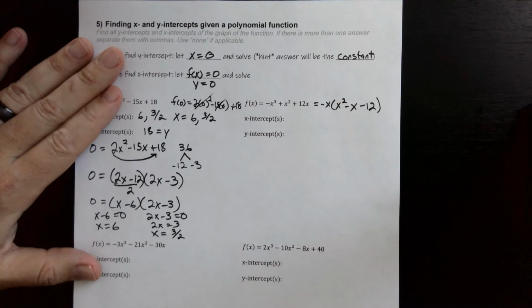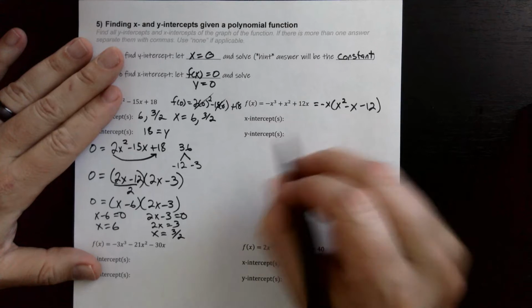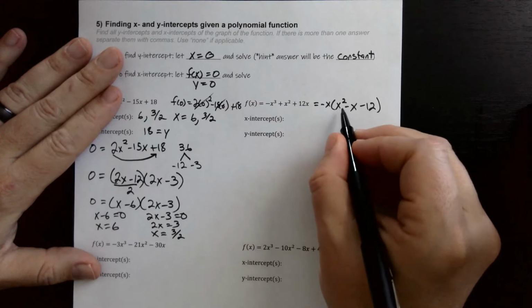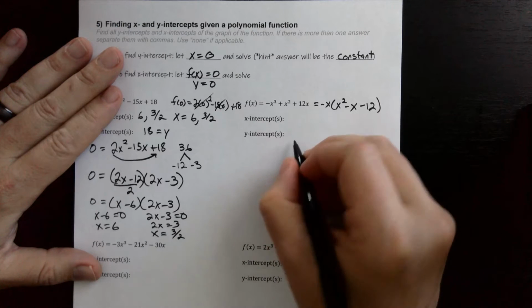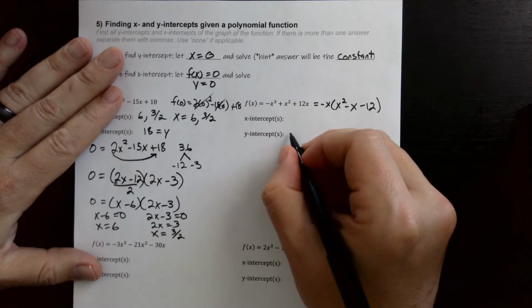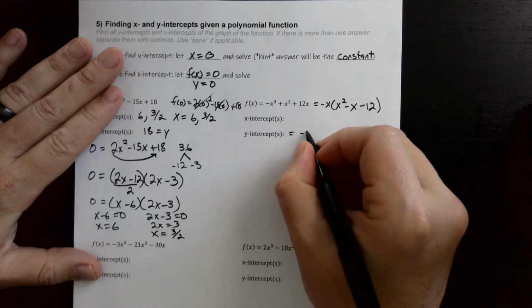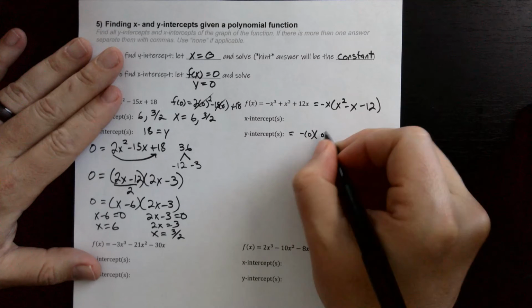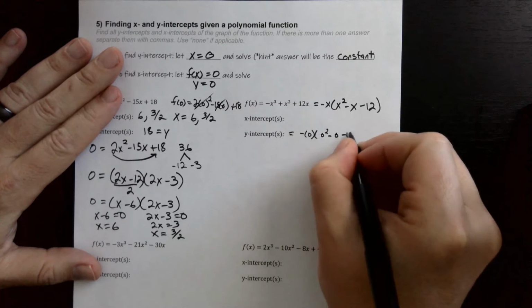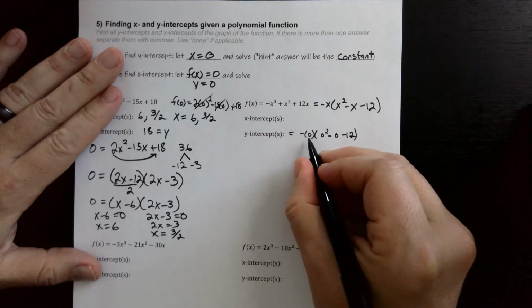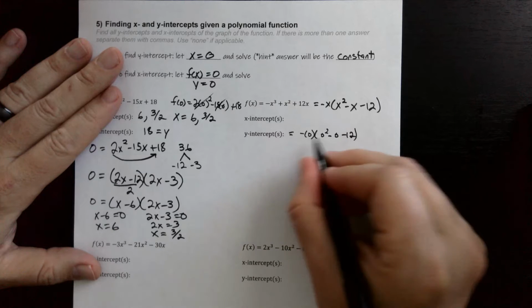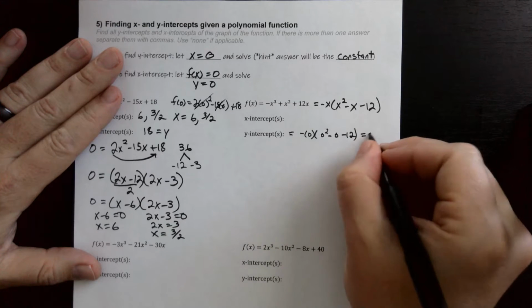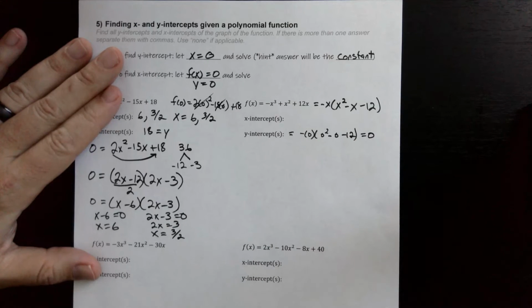Let's do the y-intercept first this time. For the y-intercept, basically everywhere I see an x, I put a 0. So we would get f of 0 equals negative 0 times 0 squared minus 0 minus 12. The negative doesn't matter, but the 0 is getting multiplied by this whole thing, right? So 0 times anything is 0, so this becomes 0. Our y-intercept is just 0.